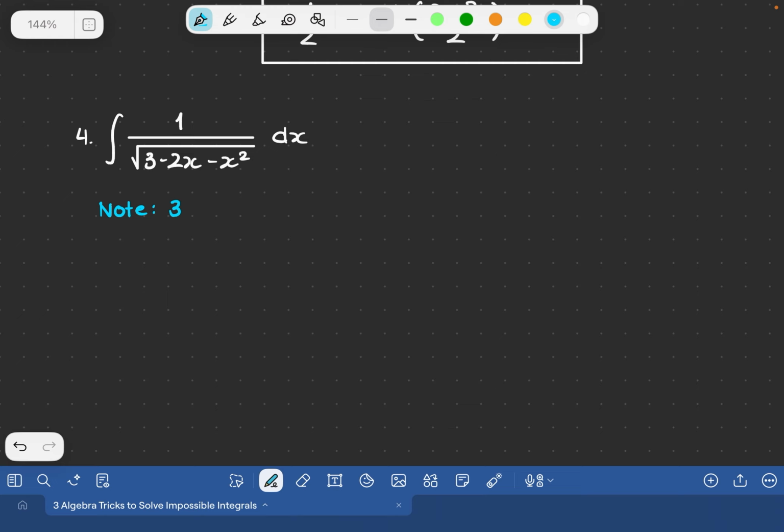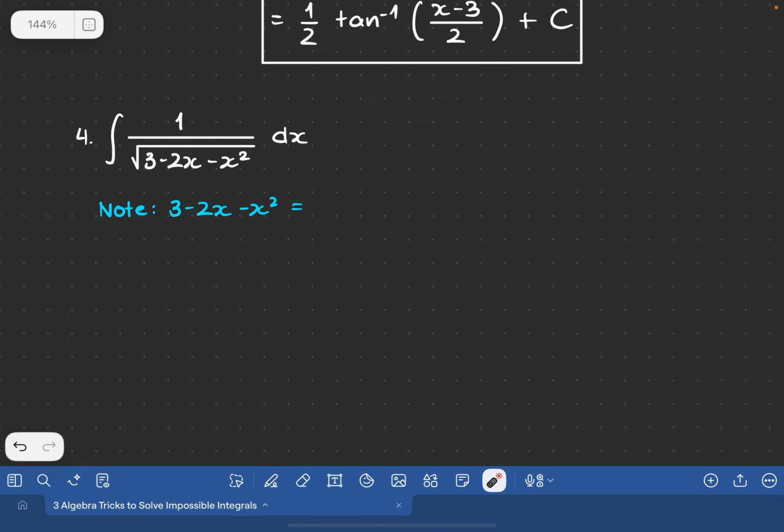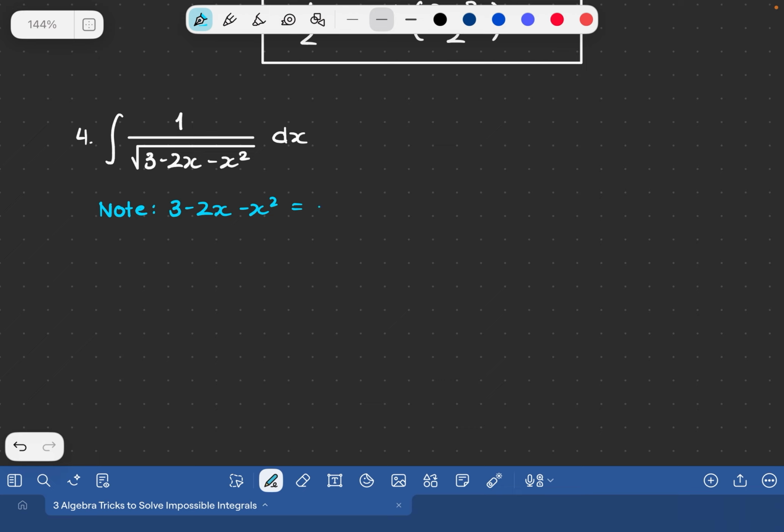So we start with 3 minus 2x minus x squared. If we want to apply the completing the square, again, the coefficient of the squared term must be positive. Simple trick to do that is just to factor out the negative one. So we'll have a negative of x squared plus 2x minus 3.